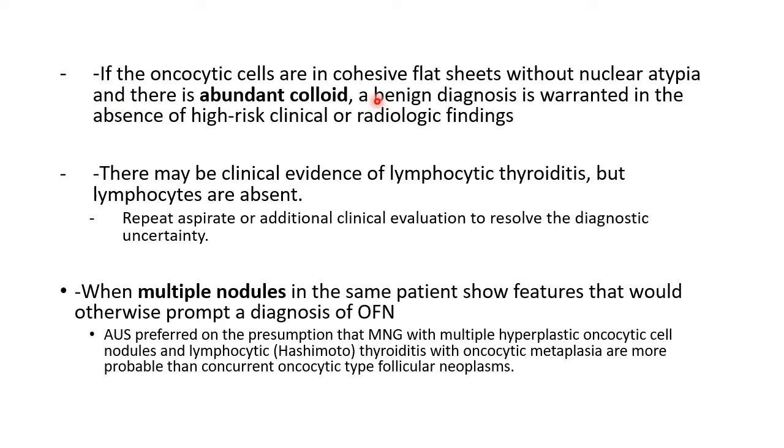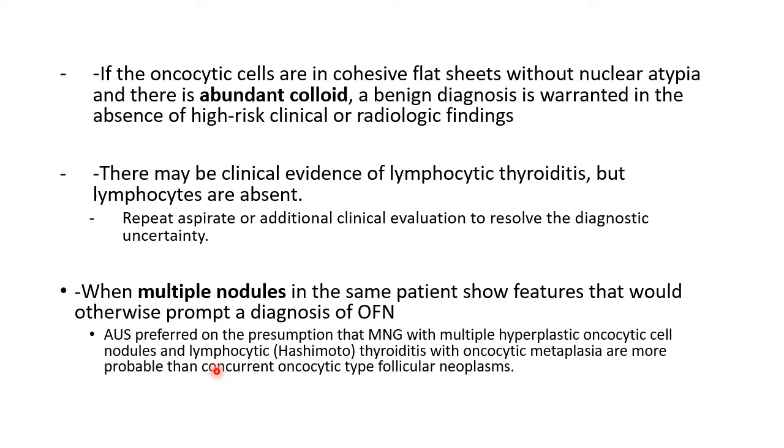However, if the oncocytic cells are in flat sheets without nuclear atypia and there is abundant colloid, so in the previous scenario I told you that there is no colloid, but if you have abundant colloid in such a situation and clinically there is a suspicion of multinodular goiter, the diagnosis of benign category should be given. Similarly, if there is a clinical evidence of lymphocytic thyroiditis but lymphocytes are absent in your smear, then you should go for a repeat aspiration, and in the repeat aspiration we are likely to get some lymphocytes, and a possibility of lymphocytic thyroiditis can be given.